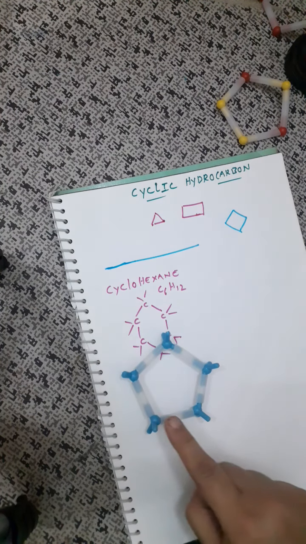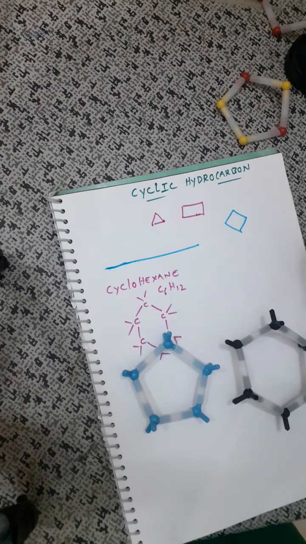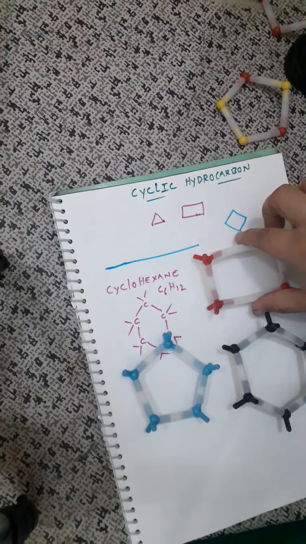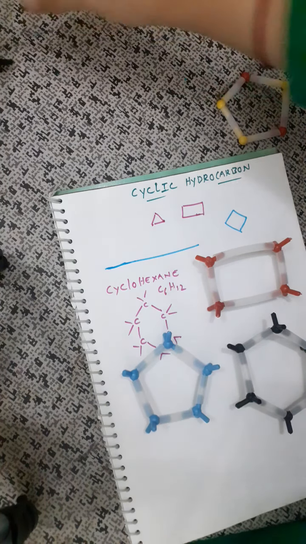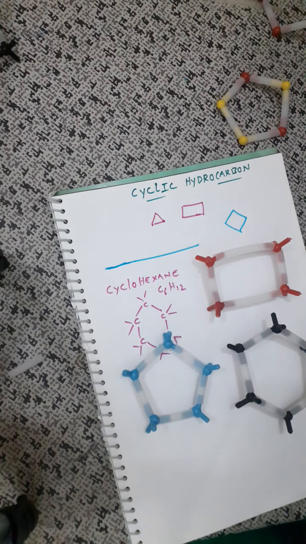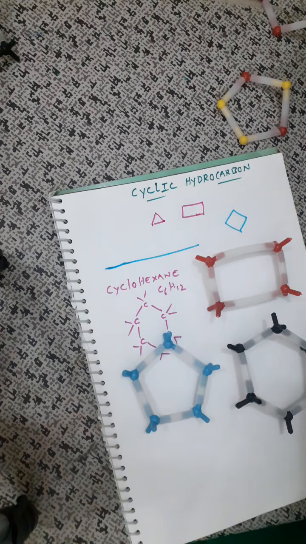Okay. Let me show you another example. This is of what? Pentane. 1, 2, 3, 4, 5. What we have discussed earlier. This is hexane. Similarly, this is which one? This is butane. And the other one is propane. Okay. Let us see propane.